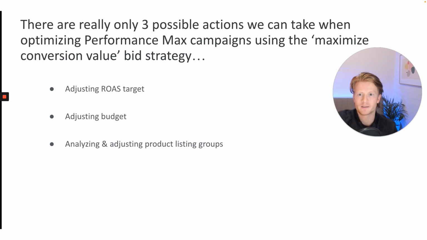Something to highlight is that if you've got a Performance Max campaign using maximized conversion value, which basically it should be using, everyone in the community that I'm speaking to is really just using this maximized conversion value bid strategy when it comes to Performance Max. We're seeing the best results for this. There is really only three things you can do to optimize it. You're either changing the ROAS target, you're changing the budget, or you're analyzing and adjusting product listing groups. You're activating some or pausing others. The extent of everything you can do is contained within those three actions. We're going to look at each of them now.